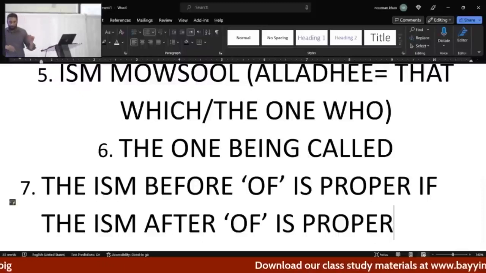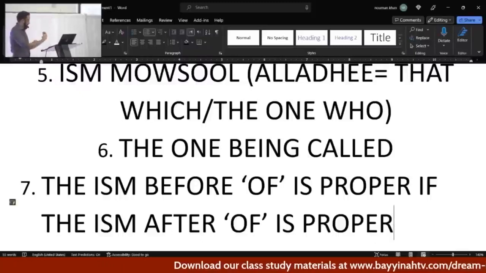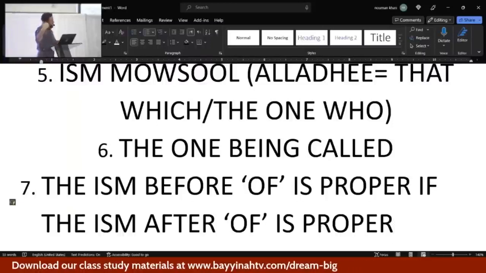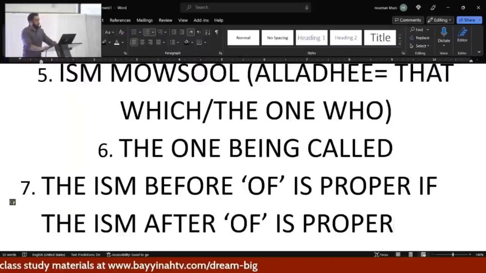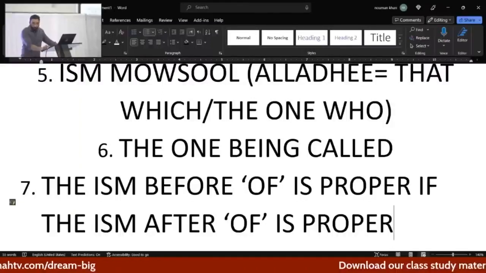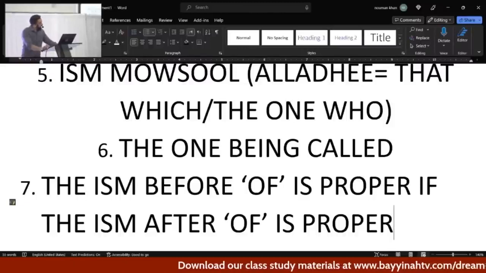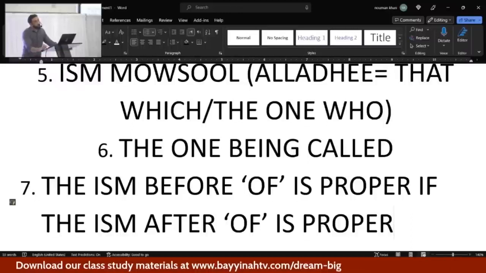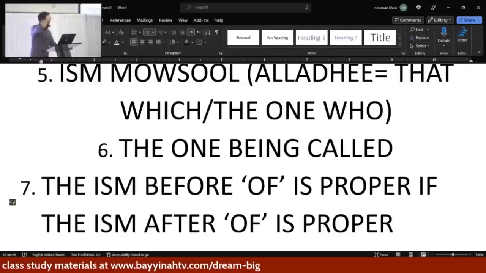The ism before the "of" is proper if the ism after the "of" is proper. So if you say messenger of Allah, what's the ism before the "of"? Messenger. What's the ism after the "of"? The word Allah. Since the word Allah is proper, messenger becomes proper.